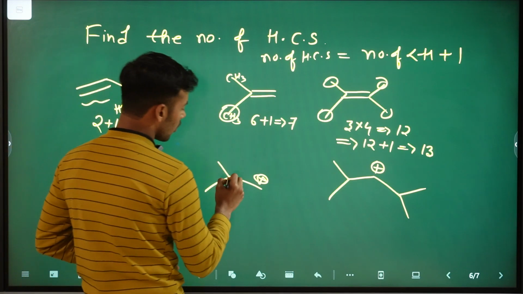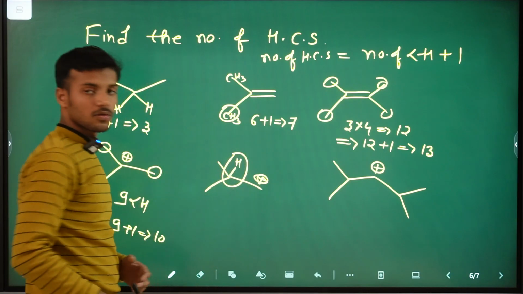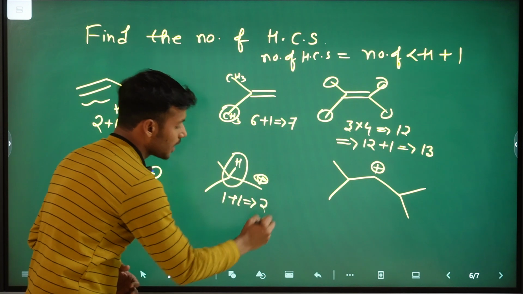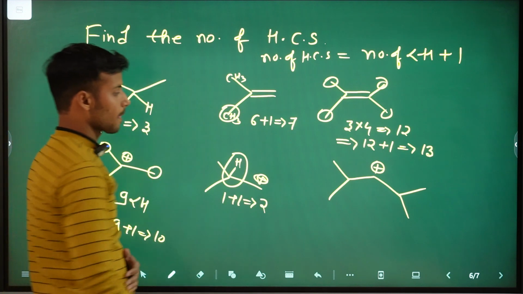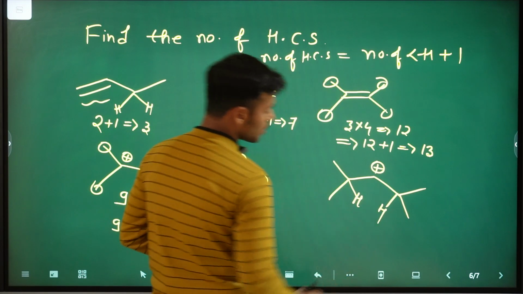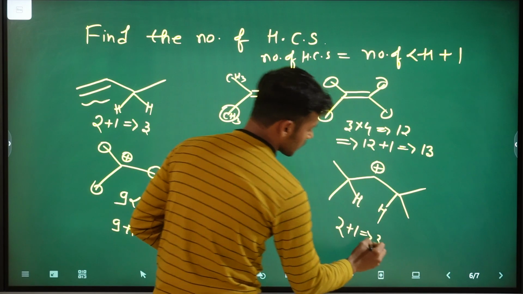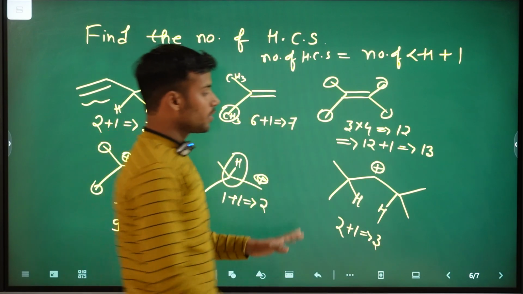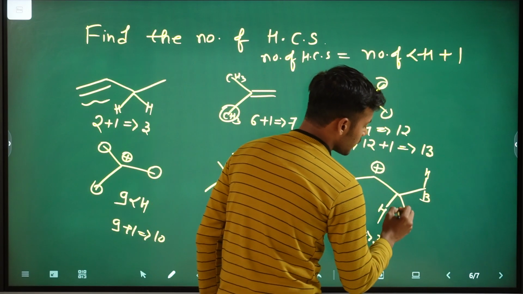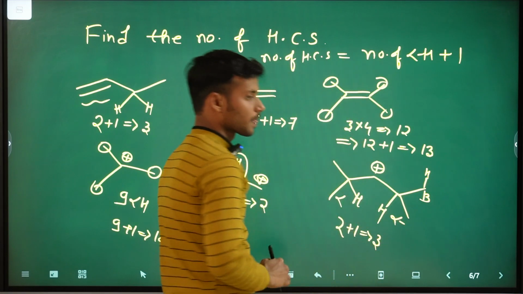And here only 1 alpha hydrogen. So 1 plus 1, 2 hyperconjugative structures. Here 1 alpha hydrogen and 2, so 2 plus 1, 3. We don't count these hydrogens because this is the beta position. We only look at the alpha position.